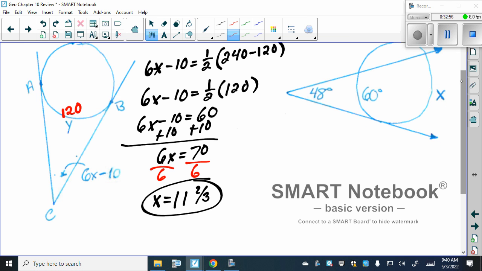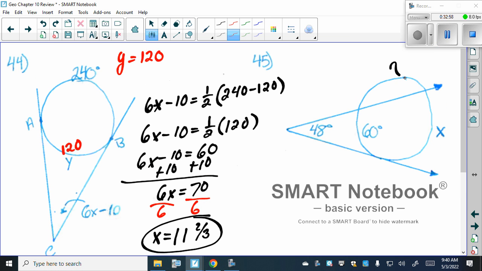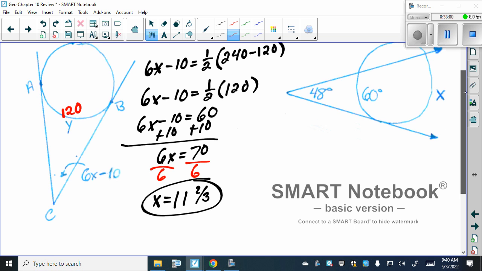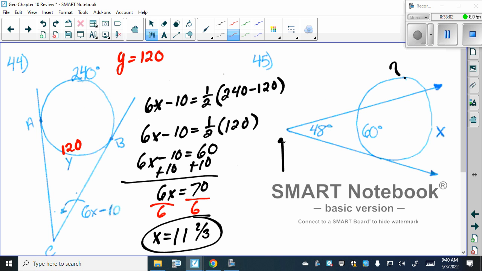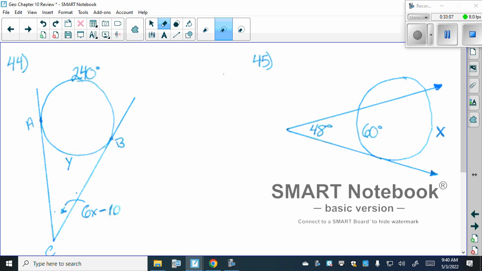No, because since we don't know what the other part of this is, it's kind of hard to say, but it might be, because I don't know the answers off the top of my head. Because to figure this one out, we would do 48 is equal to half of the bigger minus the smaller.